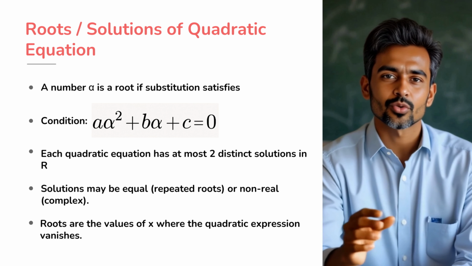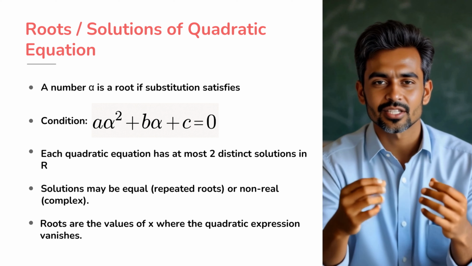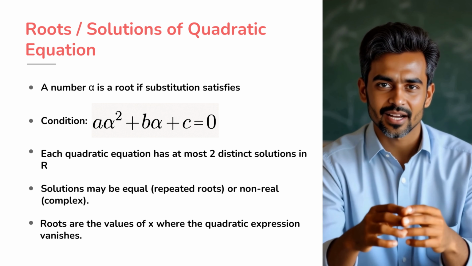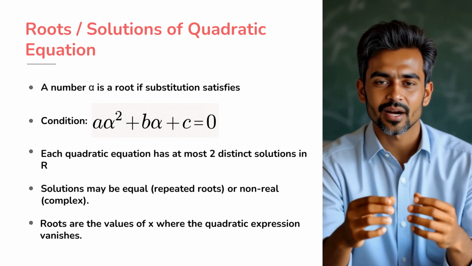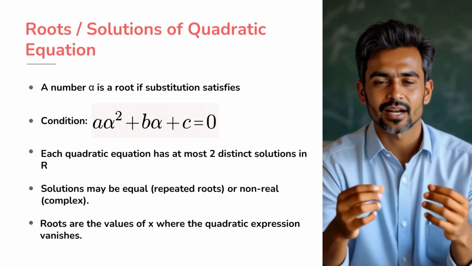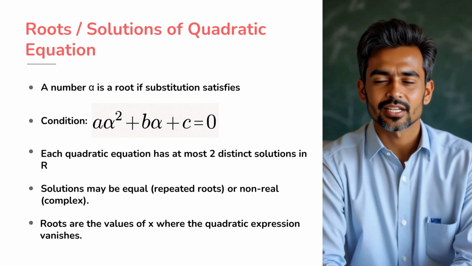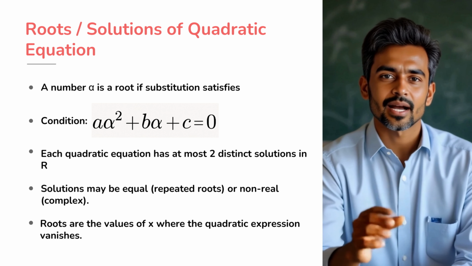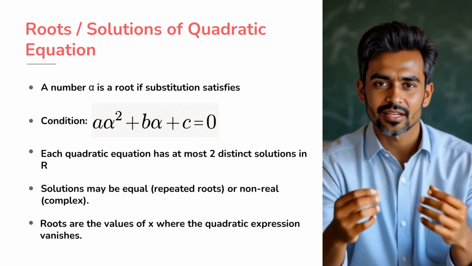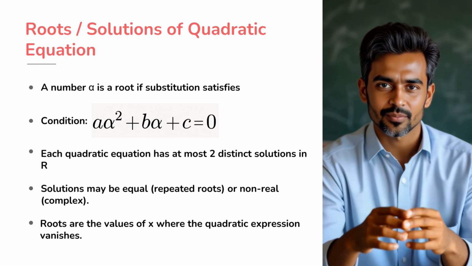A root or solution of a quadratic equation is a value of x that makes the entire equation equal 0. Condition: aα² + bα + c = 0. Each quadratic equation can have at most two solutions. Sometimes they are distinct, sometimes repeated, and sometimes complex. So, roots are simply the values of x that reduce the quadratic expression to 0.